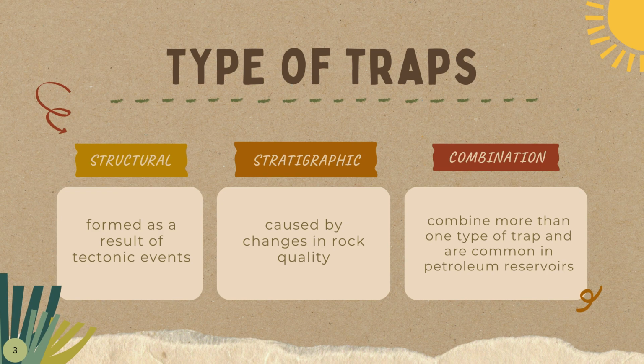What is the meaning of combination trap? It is basically when it happens on a structural trap and a stratigraphic trap at the same time. So when it happens at the same time, it means the combination trap.